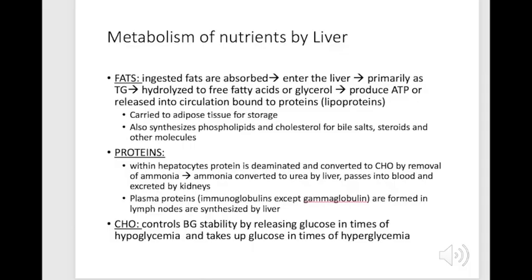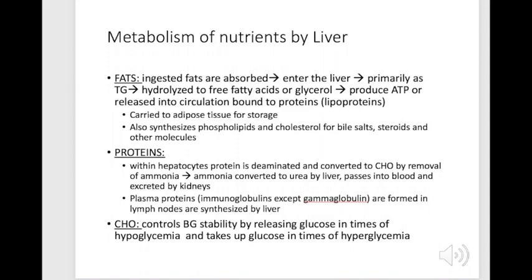So, metabolism of nutrients by the liver. Fats are ingested, absorbed, and enter the liver, primarily as triglycerides. They are hydrolyzed to free fatty acids or glycerol to produce ATP, or released into circulation bound to proteins, those lipoproteins. They're carried to adipose tissue for storage. There's also synthesis of phospholipids and cholesterol for bile salts, steroids, and other molecules.